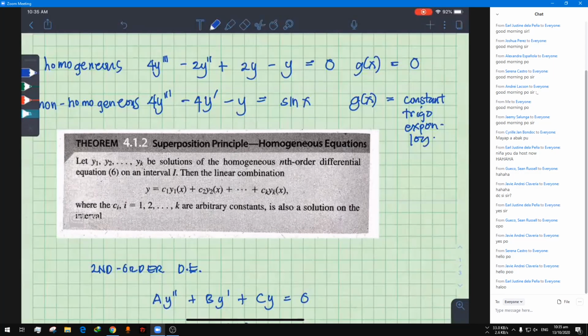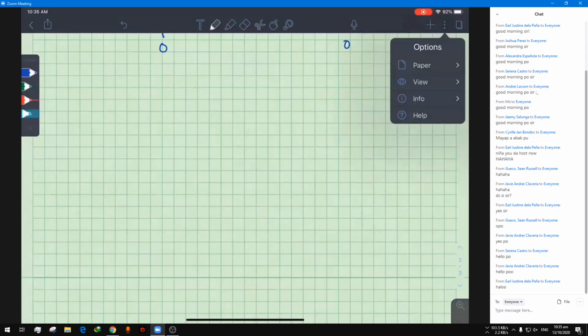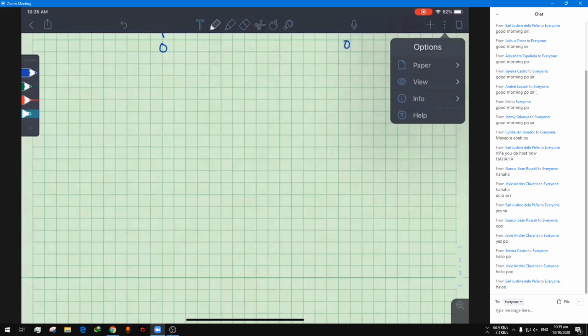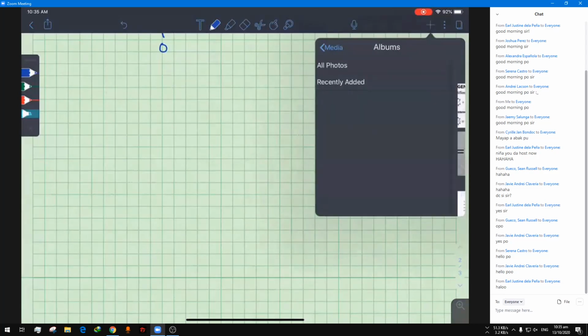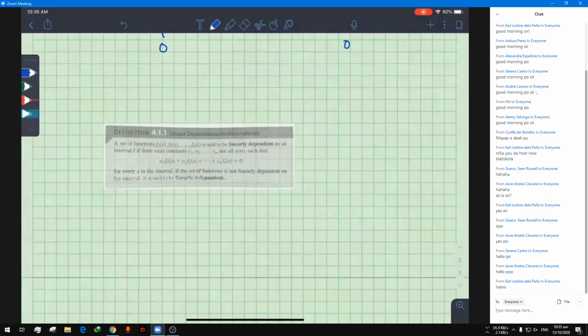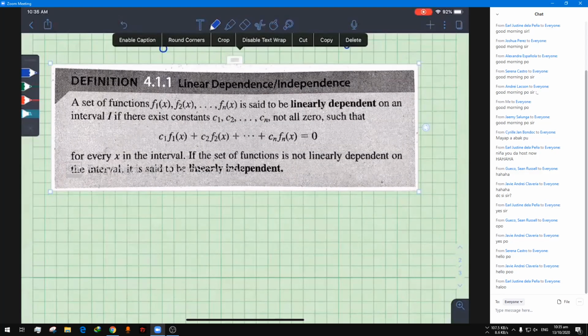Next, another characteristic of the higher order differential equation is that the solutions are linearly independent of each other. So what do I mean by linear? They are linearly independent. Okay, we have a definition here. Linearly dependent and linearly independent solutions. Linear dependence and independence.